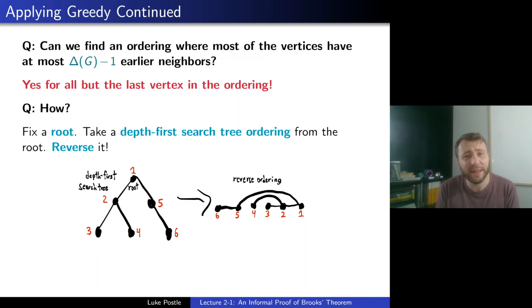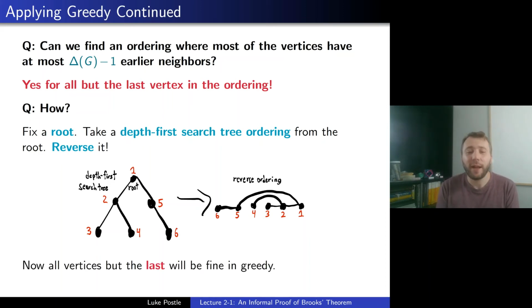And you'll notice that this reverse ordering has the nice property that every vertex, except for maybe the last, every other vertex has at least one later neighbor because of the depth first search tree. And so it has at most delta minus 1 earlier neighbors. Now, of course, the last vertex will have delta earlier neighbors, at least if it has degree delta. So we can't avoid that. But now at least all the vertices but the last one will be fine in greedy. They'll only see at most delta minus 1 colors, and so we will be able to go well until we get to that very last vertex.